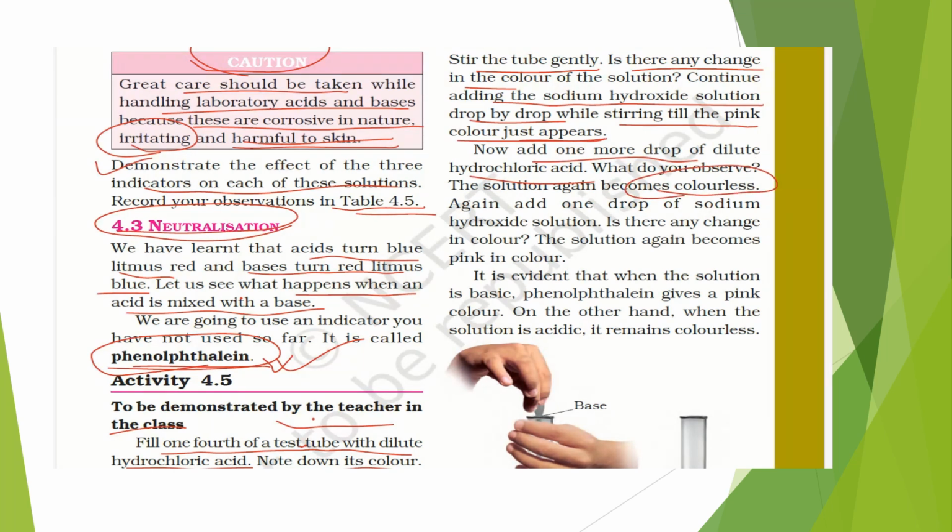So what does it prove? It is evident that phenolphthalein gives pink color when the solution is basic, and when the solution is acidic there is no color, it has become colorless. So when we are making it acidic it becomes colorless. Again, when we add a drop of sodium hydroxide to it, it changes its color to pink. So this is the proof that when the solution is basic, phenolphthalein gives a pink color, and on the other hand, when the solution is acidic, it remains colorless.